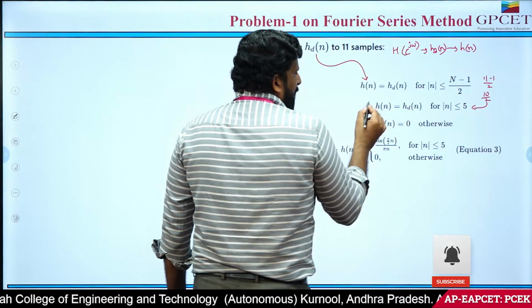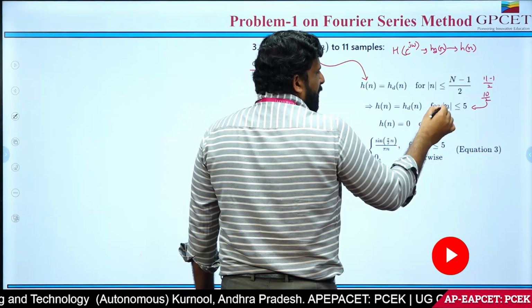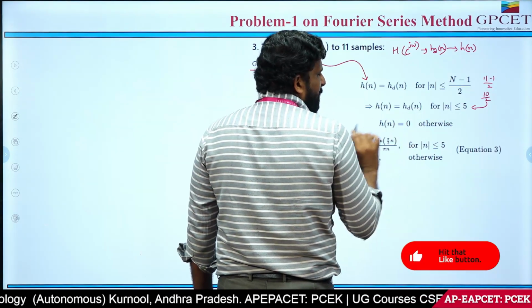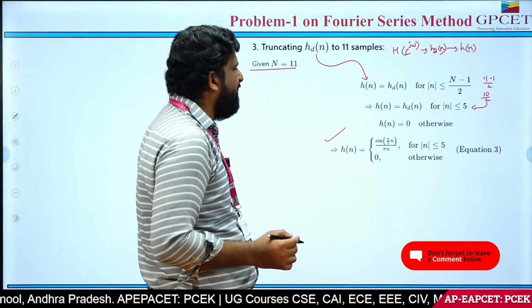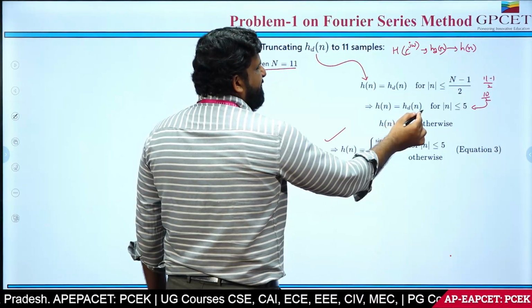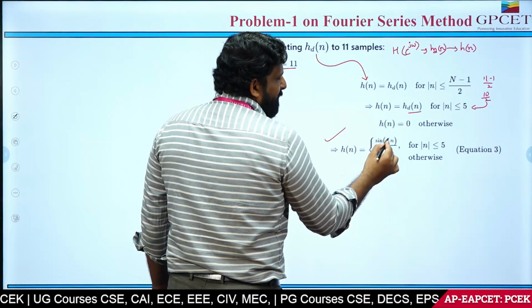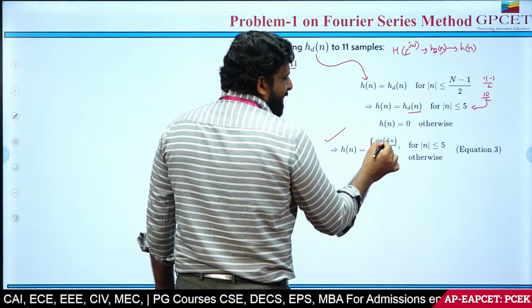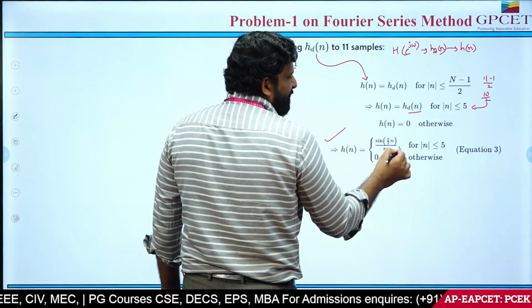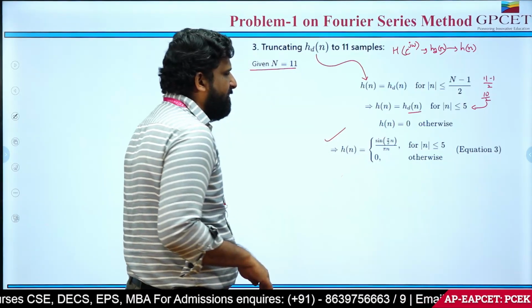That is, after truncating, h of n is equal to hd of n for mod n less than or equal to 5. Otherwise, it will be equal to 0. So this is the finalized truncated value. What is the value of hd of n? In the previous step, I got hd of n is equal to sin pi by 2 n by pi n. So h of n is sin pi by 2 n by pi n for mod n less than or equal to 5. Let it be the third equation.